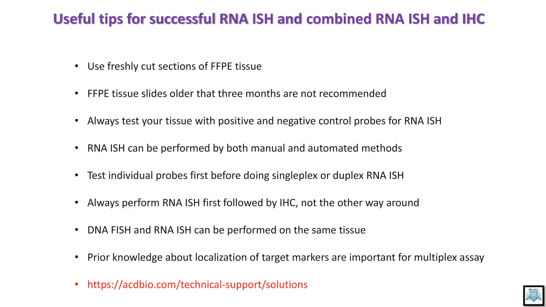So I would recommend using freshly cut FFPE tissue sections when you are doing RNA in situ hybridization. Slides that are cut within about 3 months are ideal. If they are more than 3 months old, I would recommend testing a small batch of slides using positive and negative control probes to assess the RNA integrity. And you can perform the RNA in situ hybridization both by manual methods and automated methods.